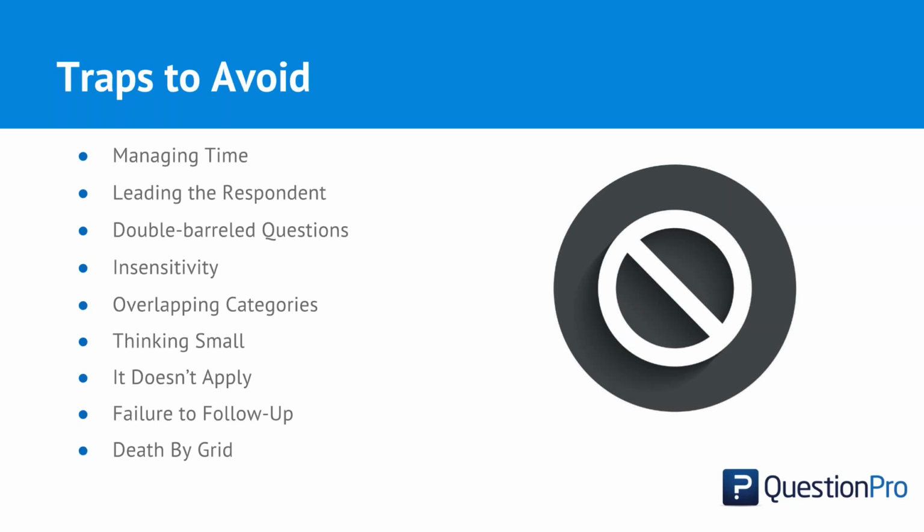Want to wrap things up with traps, things to avoid, tricks and traps here. Managing time is perhaps one of the biggest failures on the part of researchers. We need to respect the respondent's time. When you don't, it leads to poor data quality, it leads to missing data, and it leads to the inability to draw valid conclusions from your survey data. The goal here is to keep your surveys as short as possible, given your research goals. 10 to 15 minutes is a reasonable time frame.